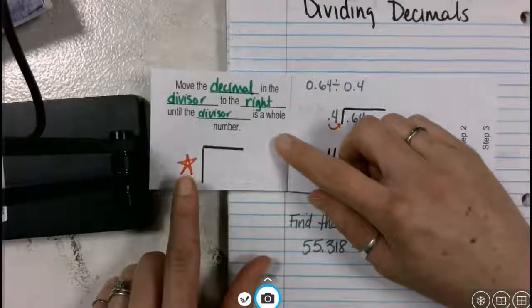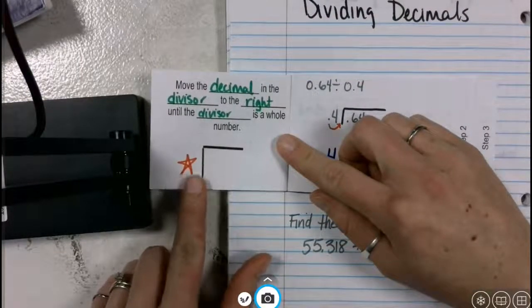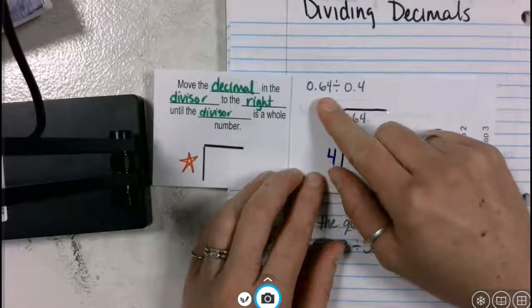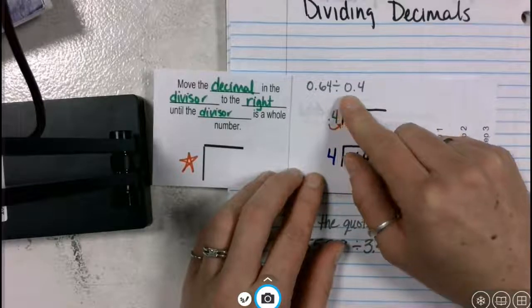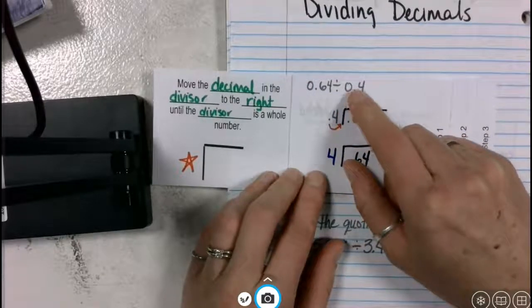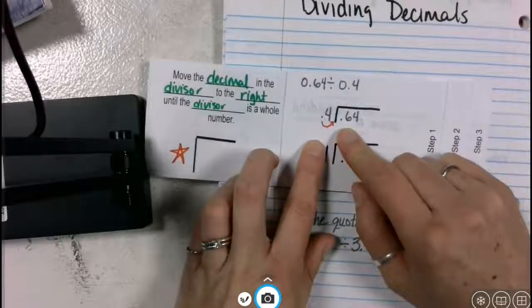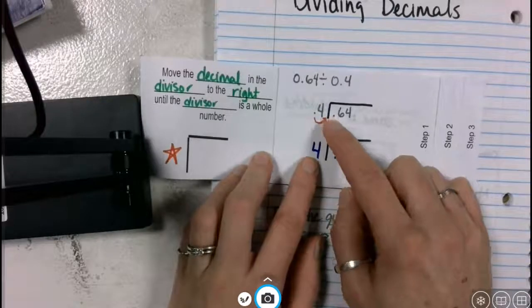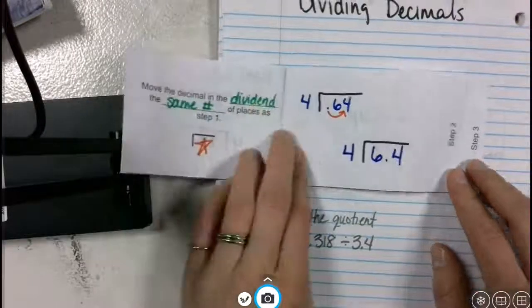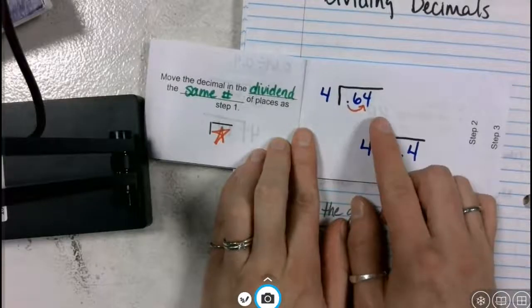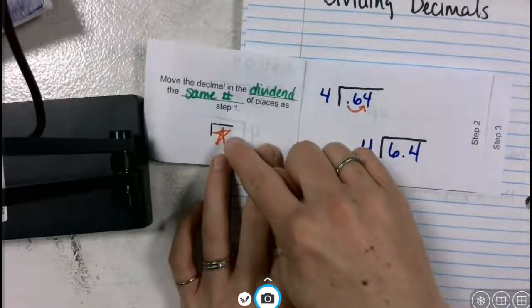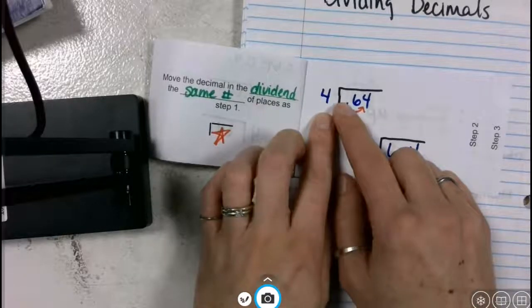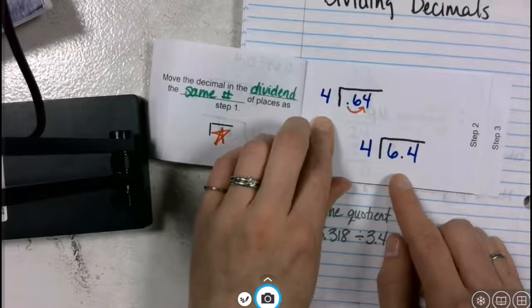So I move the decimal in the divisor to the right until this divisor is a whole number. So here's our example. We've got 0.64 or 64 hundredths divided by 4 tenths. So that divided by that goes out in the divisor, and here's what we left. So I have to move this decimal over one place until this is a whole number. Okay, so now step 2. So now I move the decimal in the dividend, so inside, that's why my star is here, the same number of places as in step 1. Well, since I moved it one place in step 1, I move it one place in step 2. So here's what I'm looking at now.